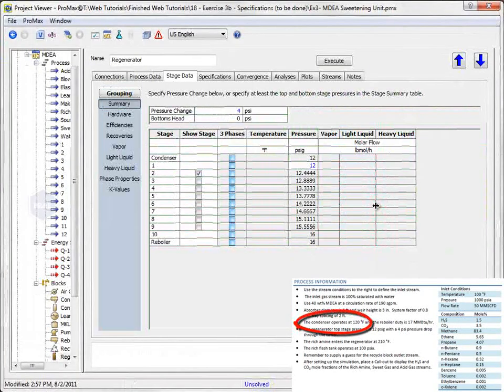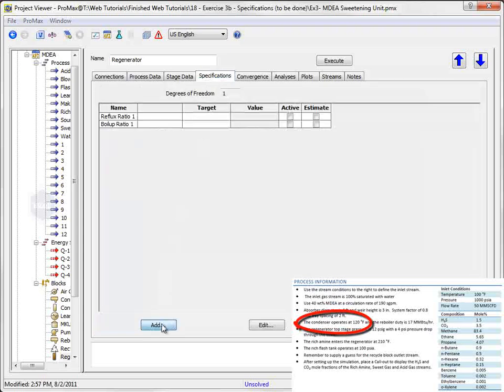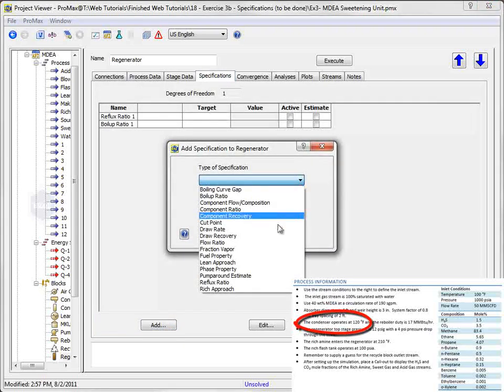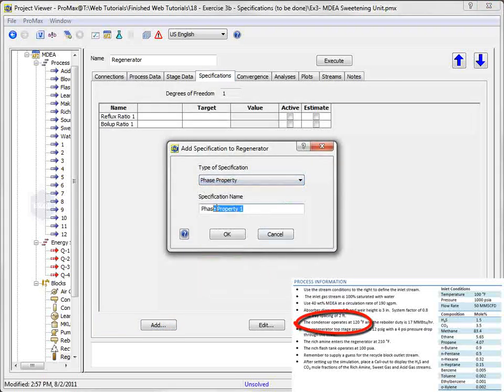From the Specifications tab, we should add a new specification. Select Phase Property from the list given, since the temperature we're trying to set for the condenser is a property of a phase of one of the associated streams of the column. We can rename this Condenser Temperature, and then select OK.